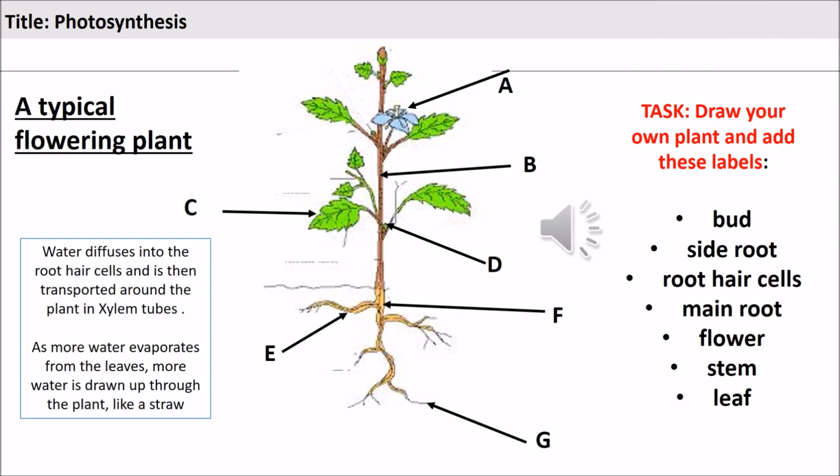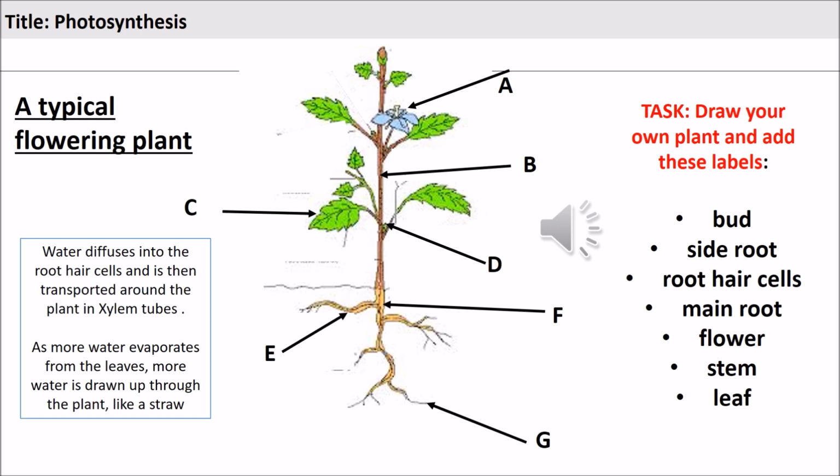So our last slide today is a diagram of a typical flowering plant, and we're trying to show the journey of water into the plant and out the top at the leaves and the flowers. So water diffuses into the root hair cells. It is then transported up the plant right to the tips through tiny tubes called xylem tubes. As more and more water evaporates from the top of the plant through the leaves, if it's a hot day or a windy day, there's going to be more evaporation and it's going to suck up more water from the soil in the ground. So if you can imagine that a plant is almost like a straw.